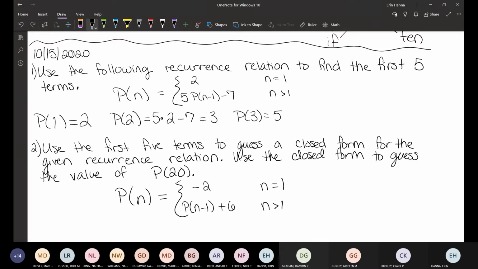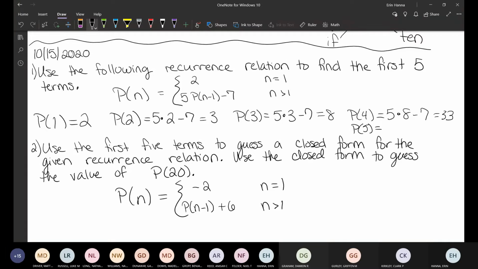Third term, 5 times the term before it minus 7. 5 times 3 is 15, minus 7 is 8. Someone correct my arithmetic if I'm wrong. Next, 5 times the term before it minus 7. 5 times 8 is 40, minus 7 is 33. I think.